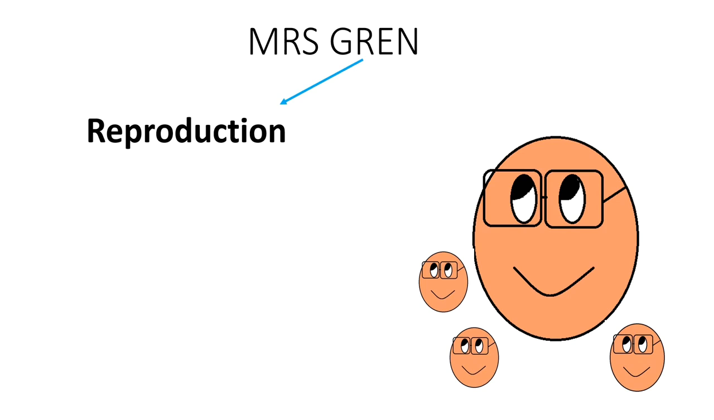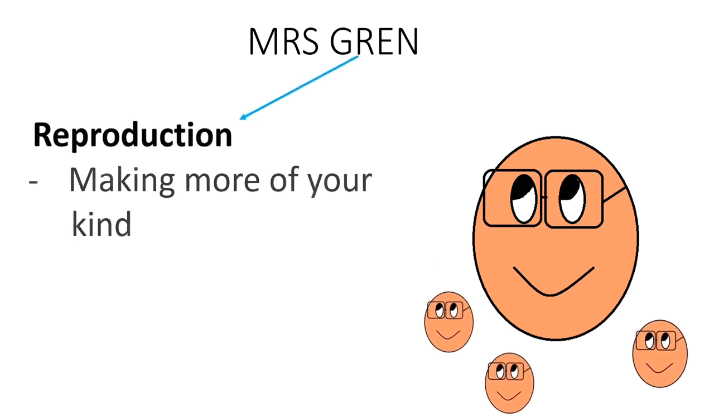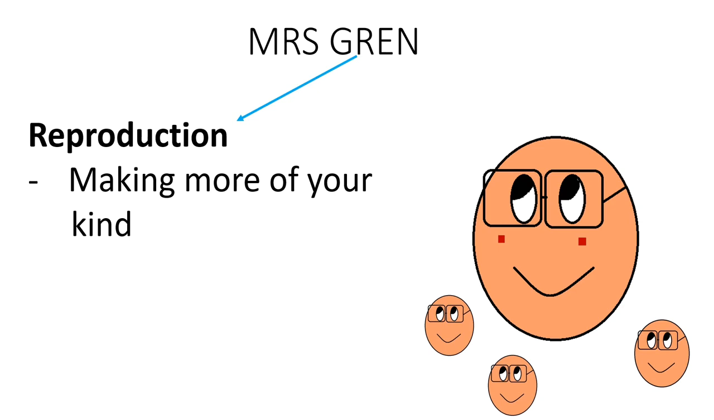Reproduction is the process of making more of your kind. For example, cats make kittens.